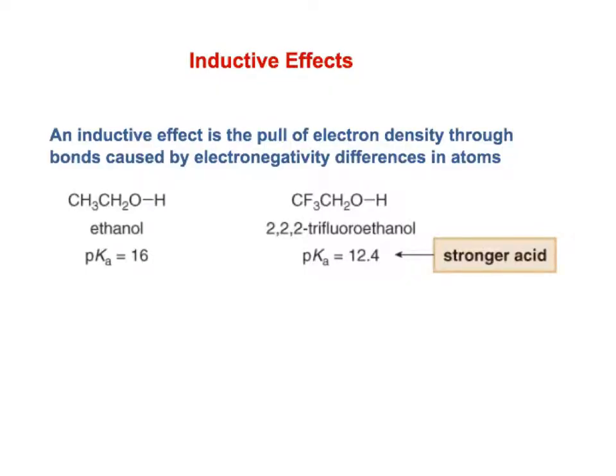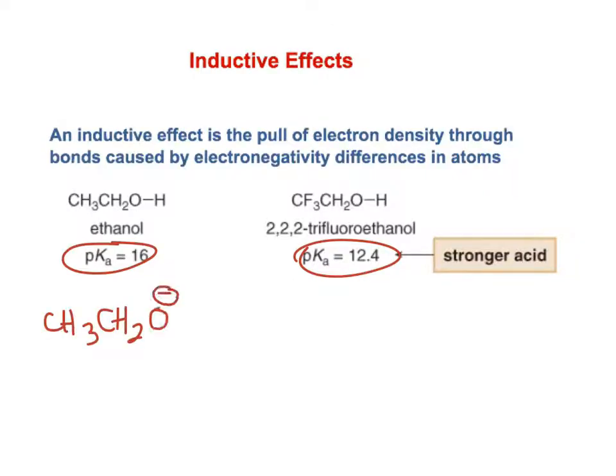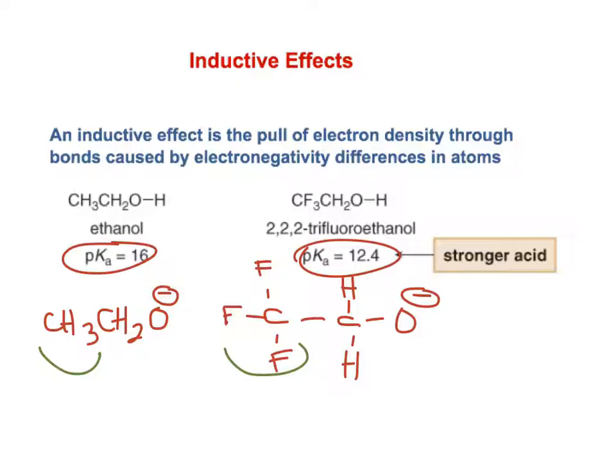Inductive effect is the pull of electron density through sigma bonds caused by electronegativity differences in atoms. Let's take a look at those two compounds, ethanol and trifluoroethanol. The pKa values tell us which is a stronger acid. Now let's explain why. Always compare the conjugate bases. This is the rule we learned previously. The conjugate base of ethanol is CH3CH2O-, and the conjugate base of trifluoroethanol is CF3CH2O-. The difference is obviously here, CH3 versus CF3.